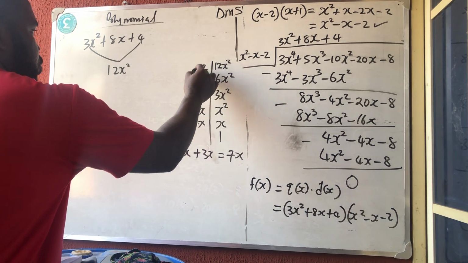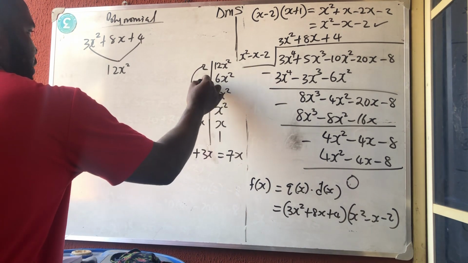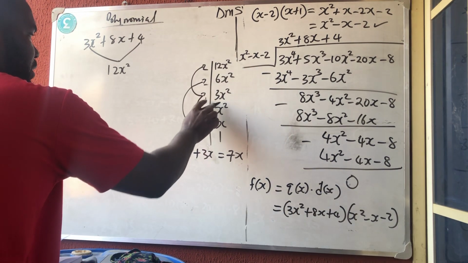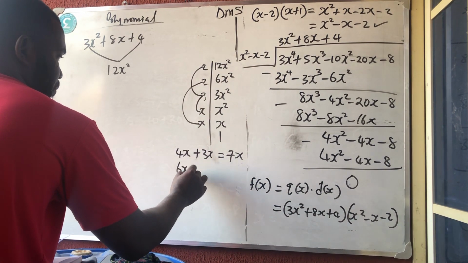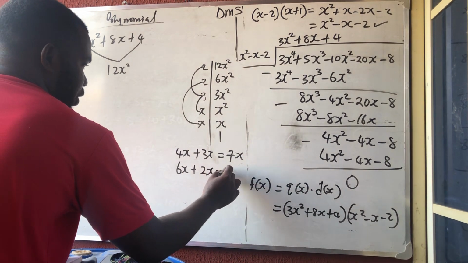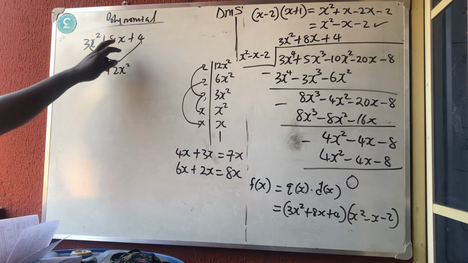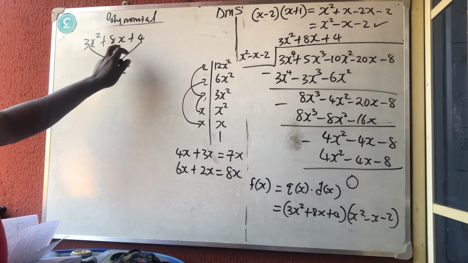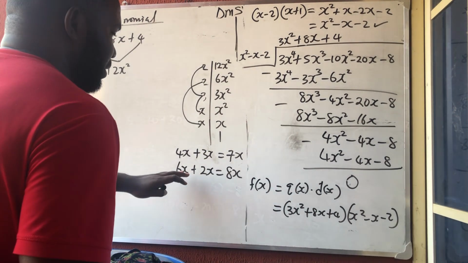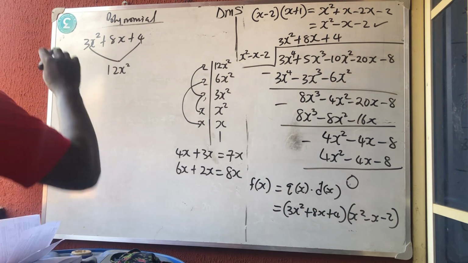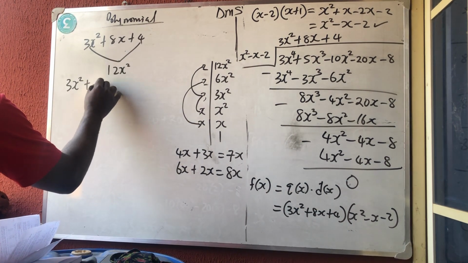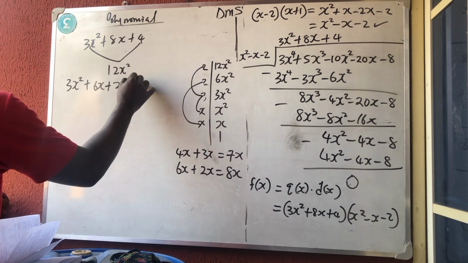If I decide to take 2 and 3 with 1x, then take the remaining 2 with 1x, let me see what I'm going to get. 2 times 3, 6. 6 times x, 6x. Plus 2 times x, 2x. Both of them will give me 8x. See, I have gotten the 8x that I'm looking for. So anywhere I see 8x, I'm going to replace it with 6x plus 2x. So I'll bring down 3x squared, instead of writing 8x I'm putting 6x plus 2x, bring down plus 4.